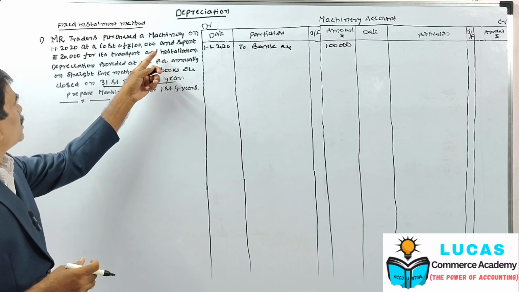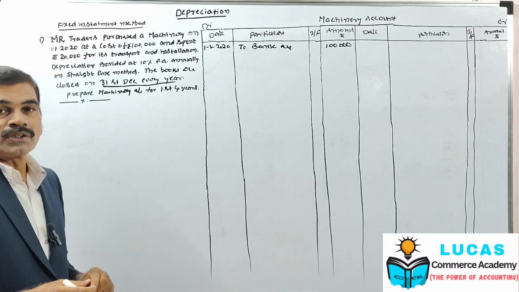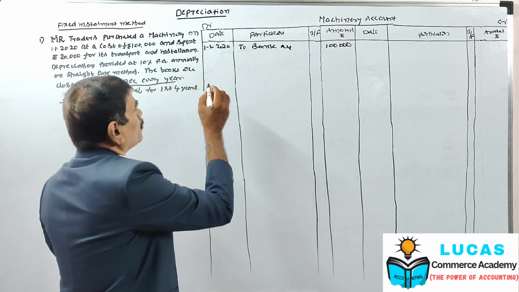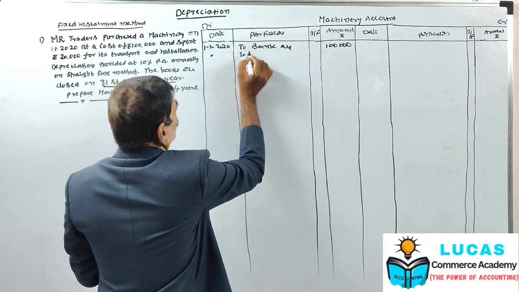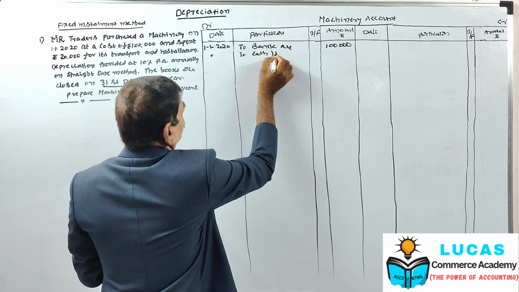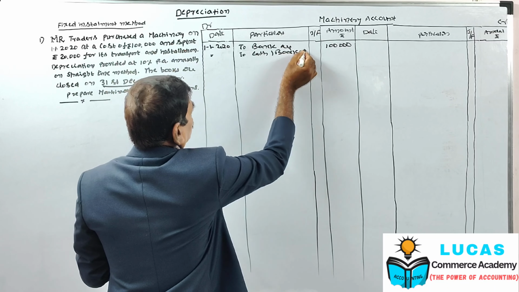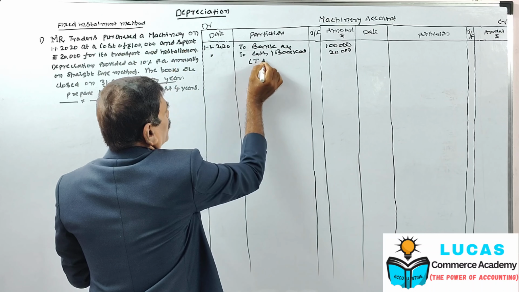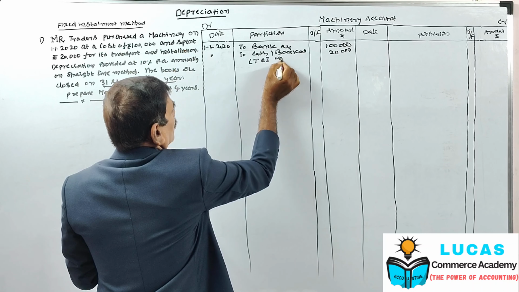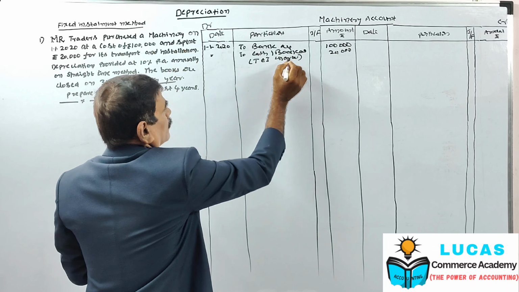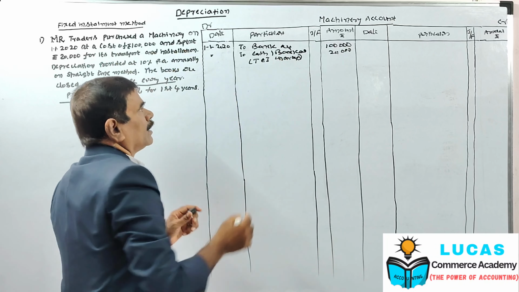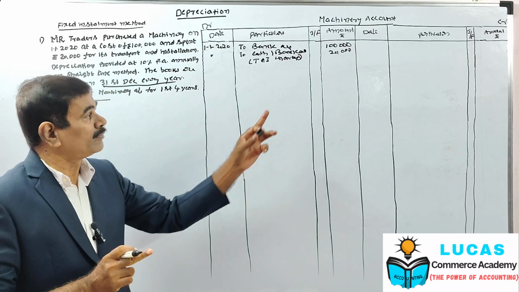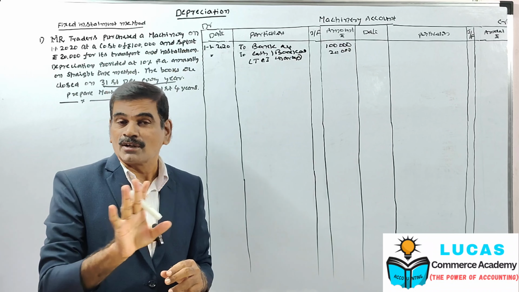Then on the same date, we spent 20,000 for transportation and installation charges. The same journal entry: machinery account debit to cash or bank account. Same date, to cash or bank account, within brackets, transportation and installation charges. So that means the total value of the asset is 1,20,000 and not 1 lakh.